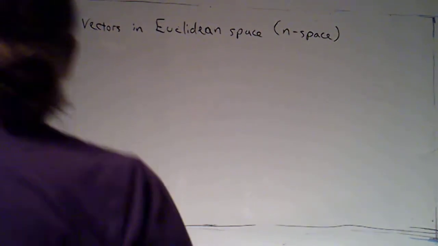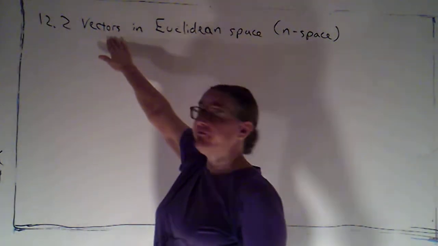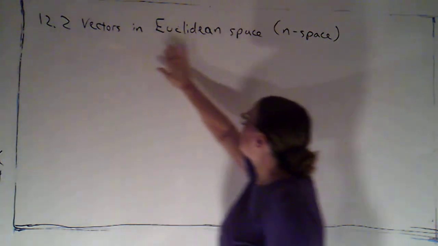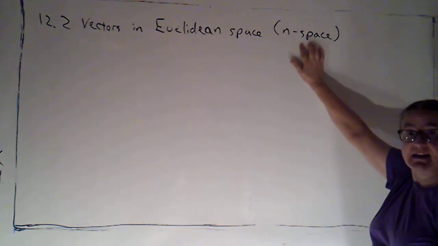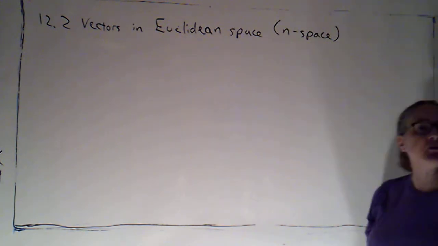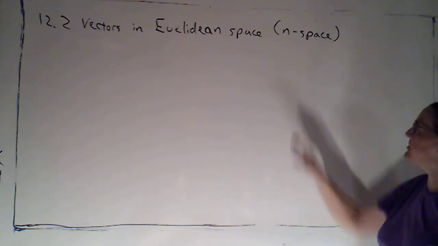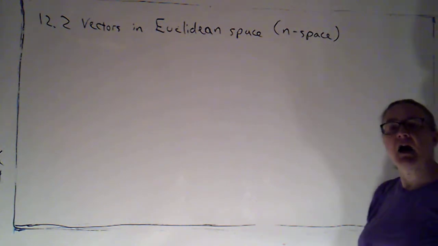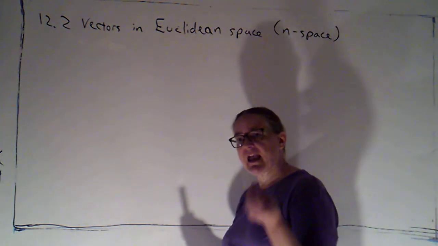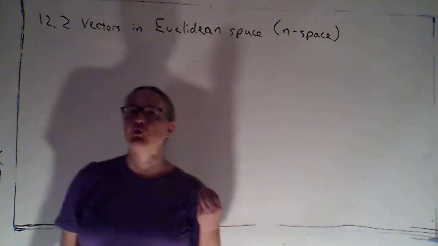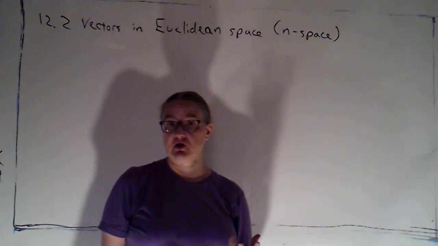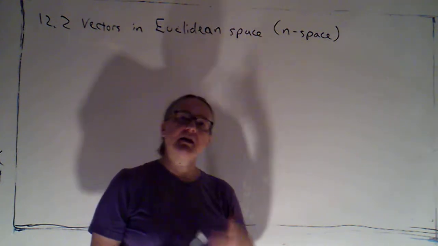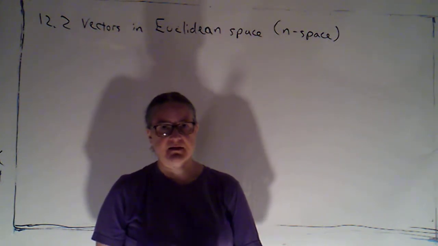We're ready to start section 12.2, which is all about vectors, and in particular, it's about vectors that are in Euclidean space or n space, n-dimensional space. So we talked a little bit about Rn in the last section, our n space. For our purposes, n is almost always going to be 2 or 3. The rule is n has to be a positive integer. So most of the time we're going to be working in either 2 space or 3 space.